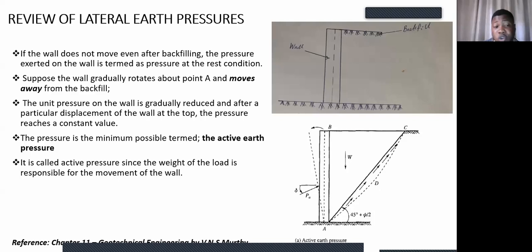The active earth pressure. And based on what I have on the screen now, I said it is called active pressure since the weight of the load is responsible for the movement of the wall. I think that was why I used the word commonsensical, because it is crucial to know that for active earth pressure.